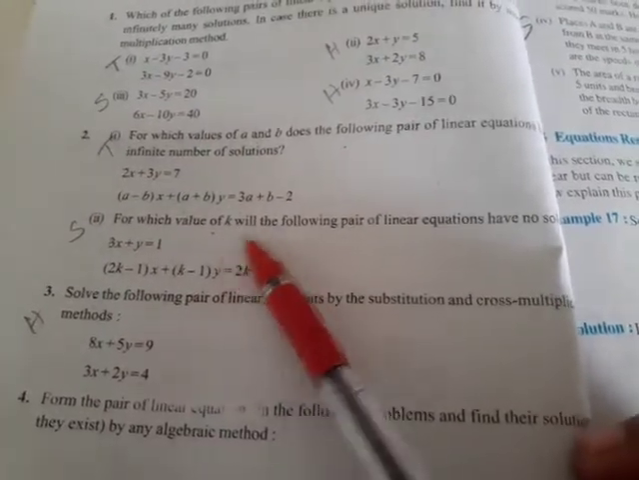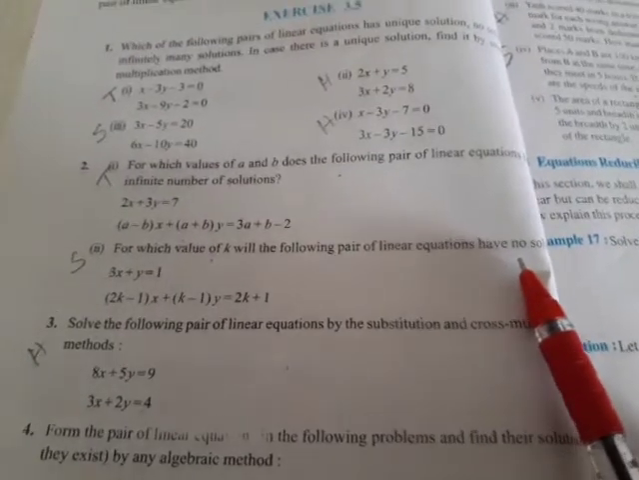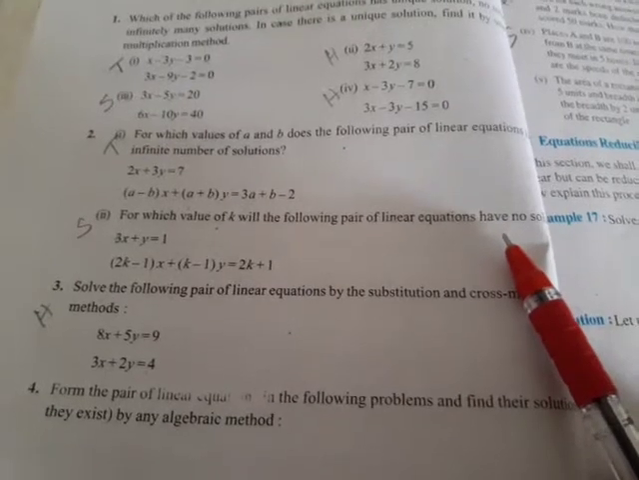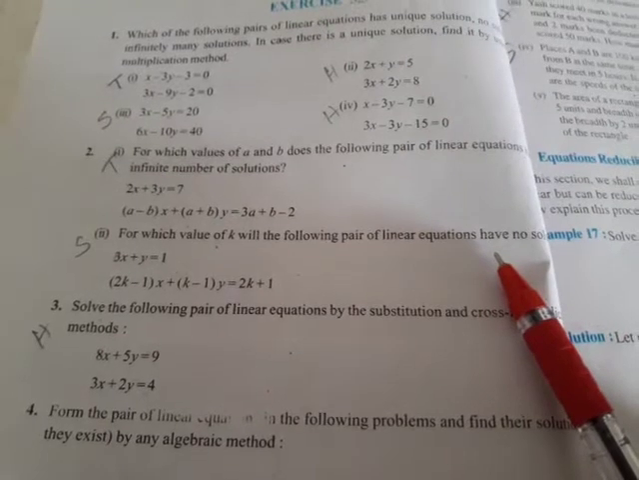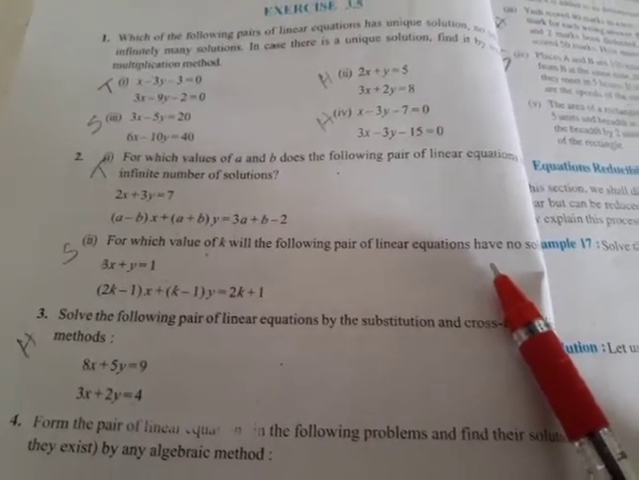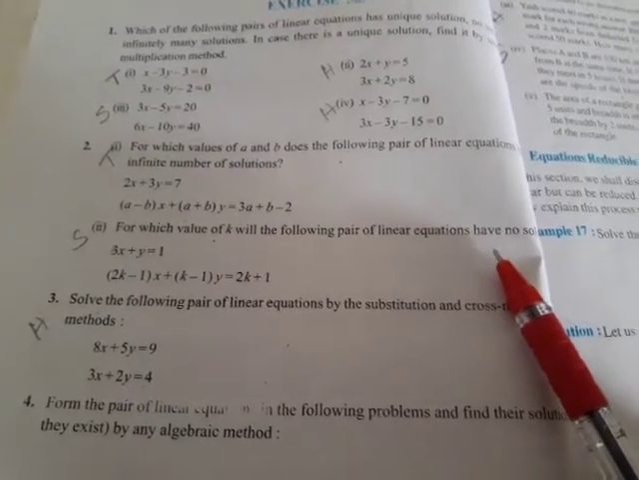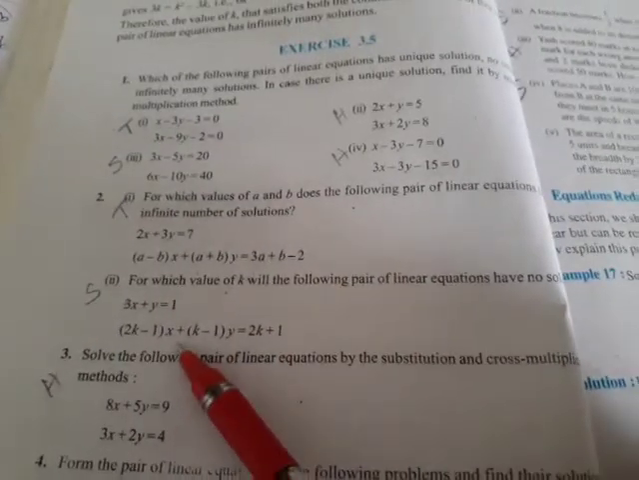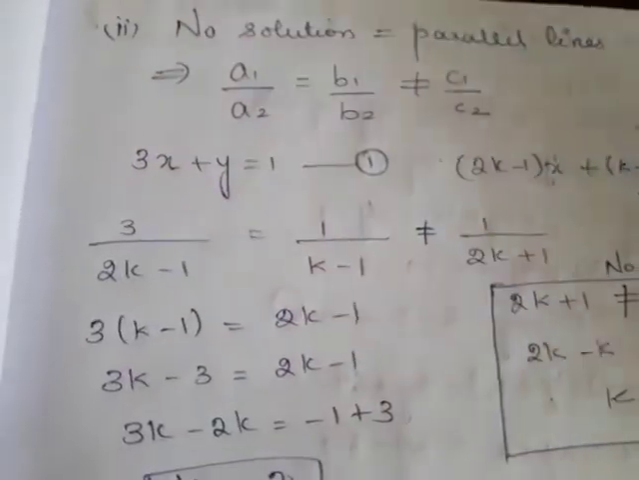Now let us see the next problem. For which value of k will the following pair of linear equations have no solution? A pair of linear equations has no solution when the two lines are parallel. The two lines will become parallel if the coefficients of x and y are in the same ratio and the constants are different, right? Which means a1 by a2 is the same as b1 by b2, but it is not equal to c1 by c2. So using that relation, we should find the value for k, right? Let us see how we can solve this.